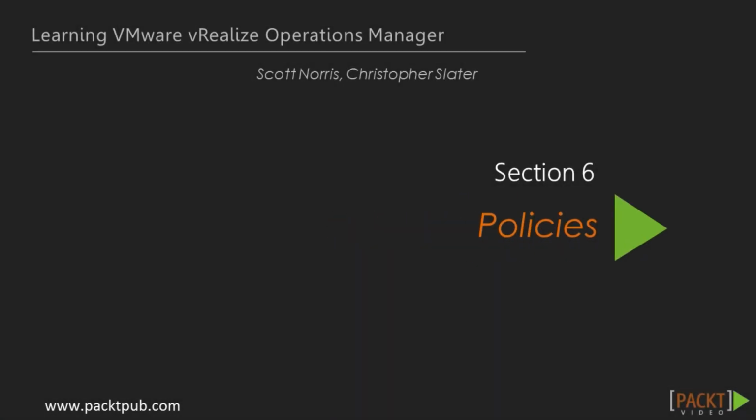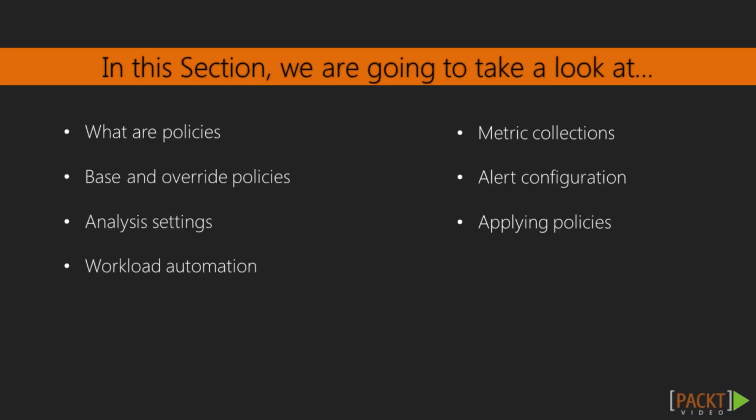In the previous video, we looked at badges and how they work, what they are within vRealize Operations Manager. In this section, we're going to cover what role policy plays within vRealize Operations Manager. We're going to look specifically at what policies are, where they fit, what base and override policies are, what the analysis settings within policies are, workload automation, metric collection, alert configuration, and applying policies. All these are different areas within a single policy that we need to configure, or not configure, as the case may be.